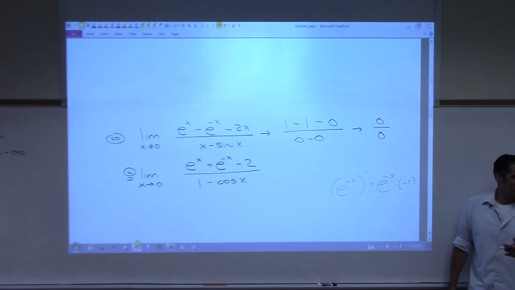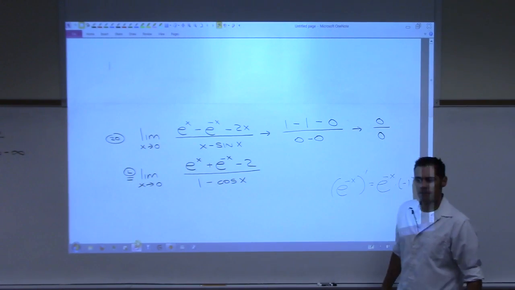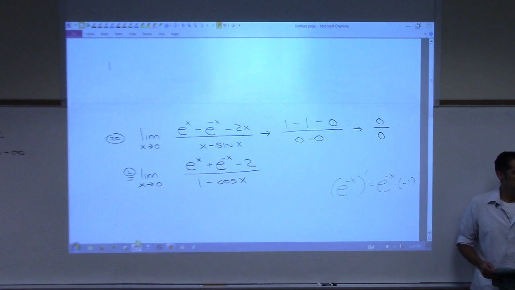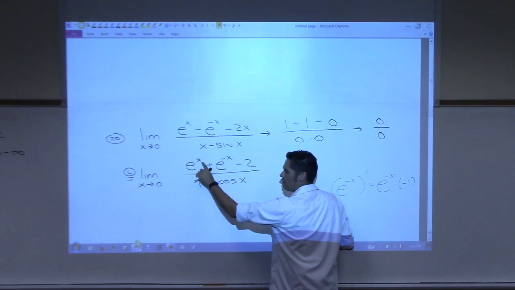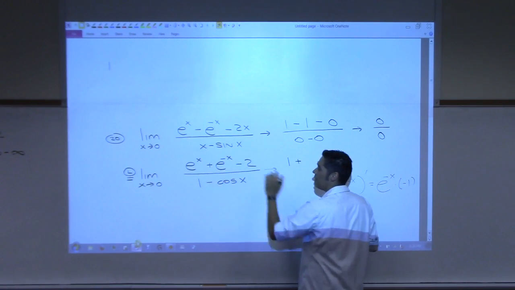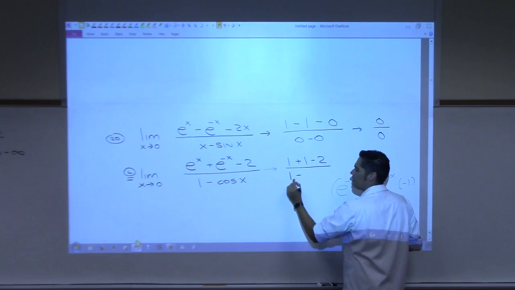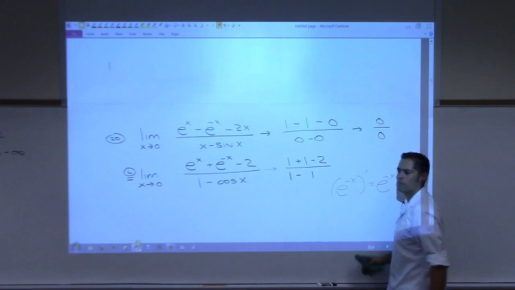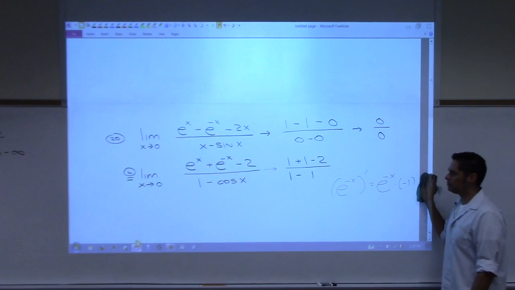But now when you try and plug in x is 0, you're getting what? 1 plus 1... oh, no, it's 0. It's 0 still, isn't it? You're still getting 0 over 0. Because look, if you let x go to 0, e to the 0 is 1, so you get 1 on top there, plus e to the 0 again is 1, minus 2, over 1 minus cosine of 0, which is 1. So you get to do it again.